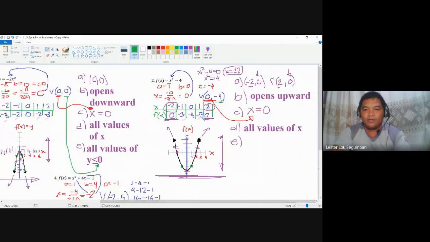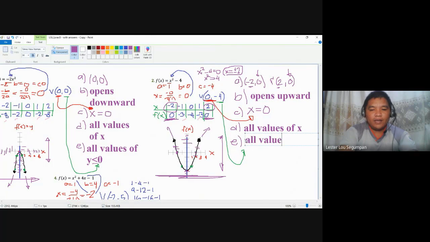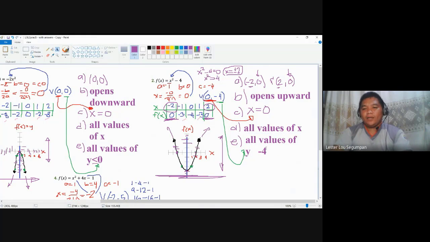So here we have this value. So you could say all values of y ≥ -4. Why did I place the symbol? Because we need to determine if it's greater than or equal or less than or equal, just like in number one.